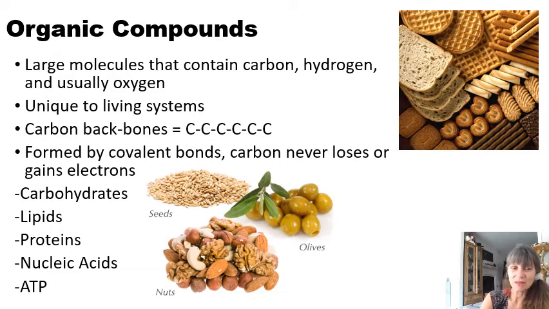There are 4 main types of organic compounds, including carbohydrates, lipids, proteins, and nucleic acids. Some texts will include adenosine triphosphate, that's what you see at the bottom of the slide, as ATP, as a 5th type of organic compound. It is organic, but it varies text by text. Know at least carbohydrates, lipids, proteins, and nucleic acids.